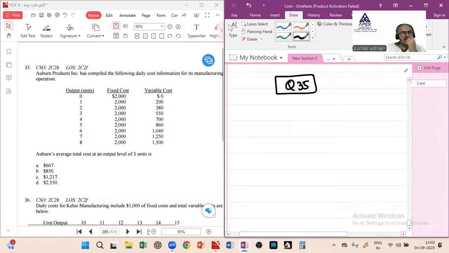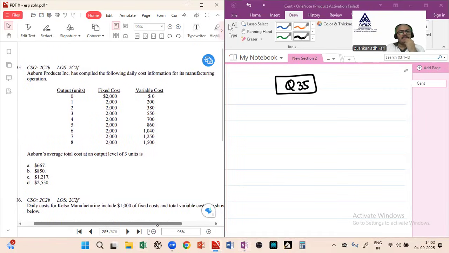What does question 35 say? Auburn Products Incorporated has compiled the following daily cost information for its manufacturing operation. Fixed cost stays fixed, variable cost can change. Average total cost for output at the third level. What are they talking about? Average total cost. Now, please try to understand over here.